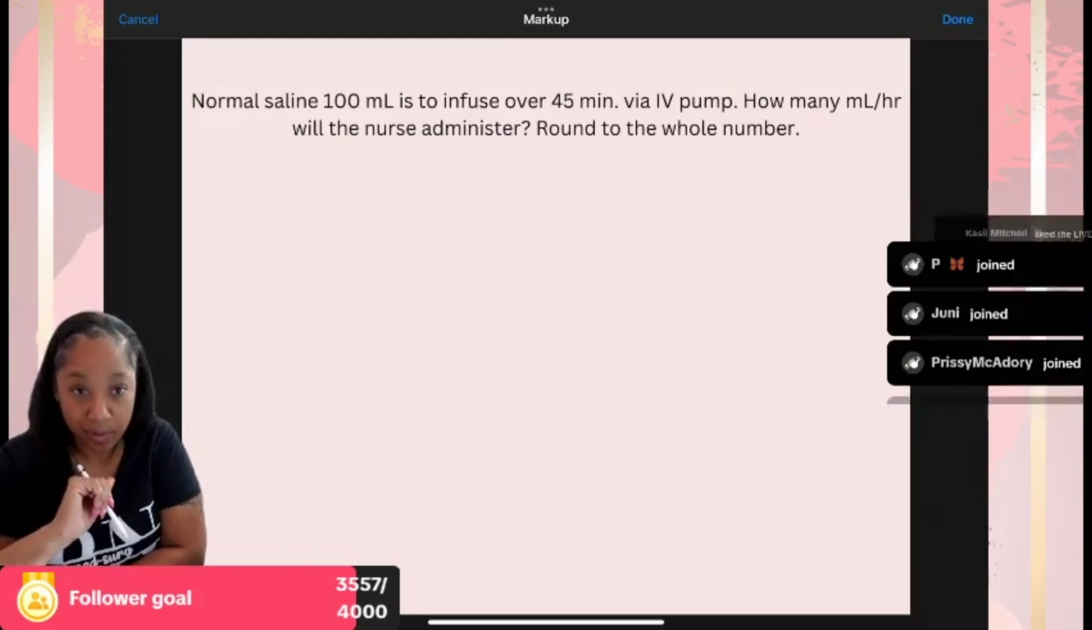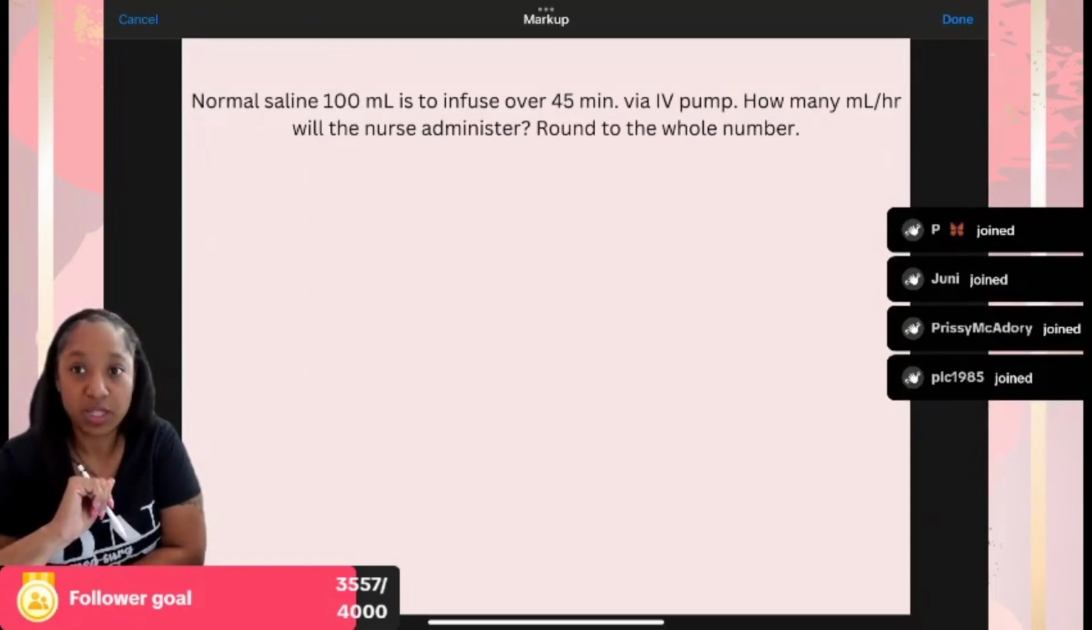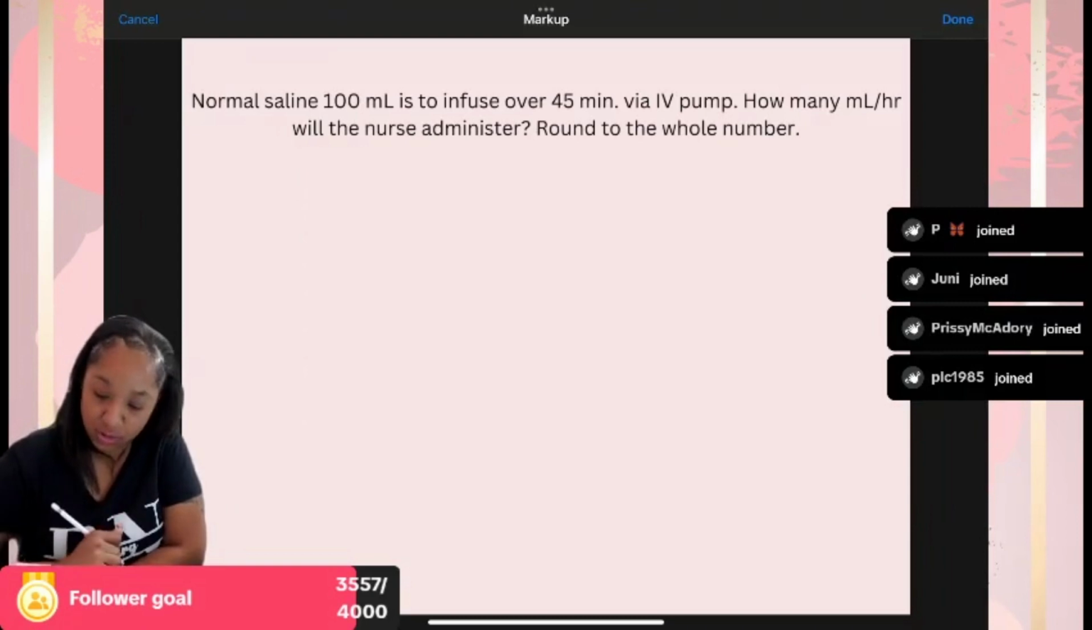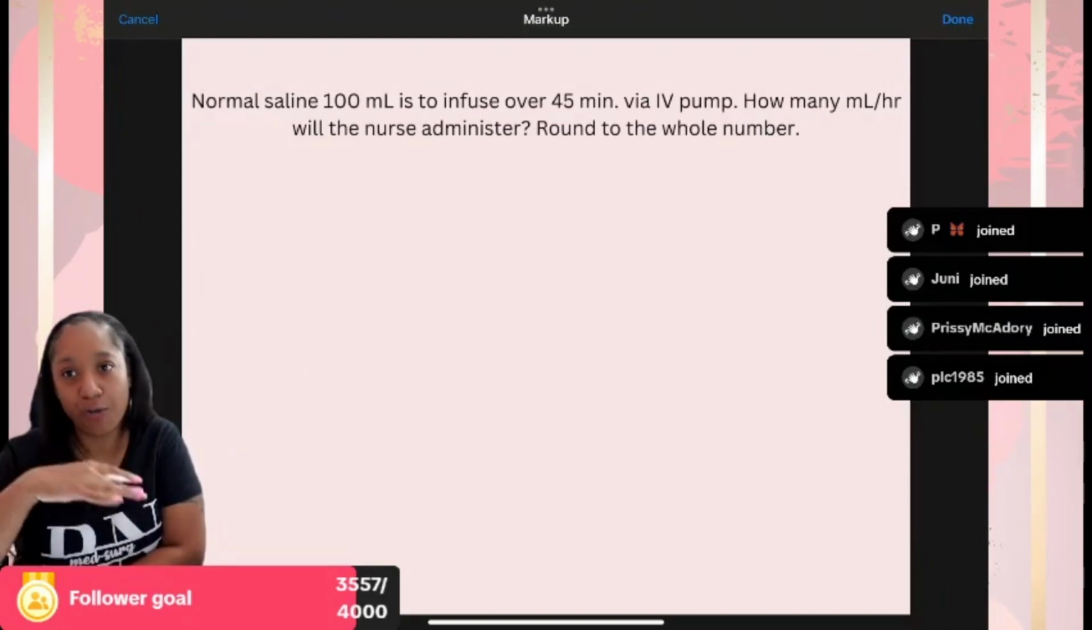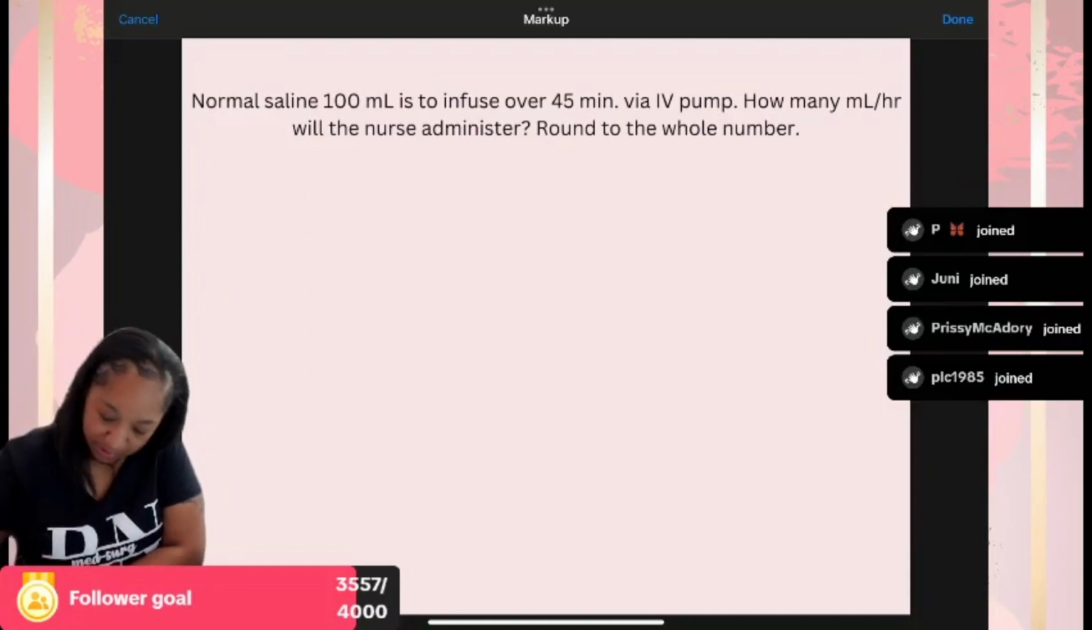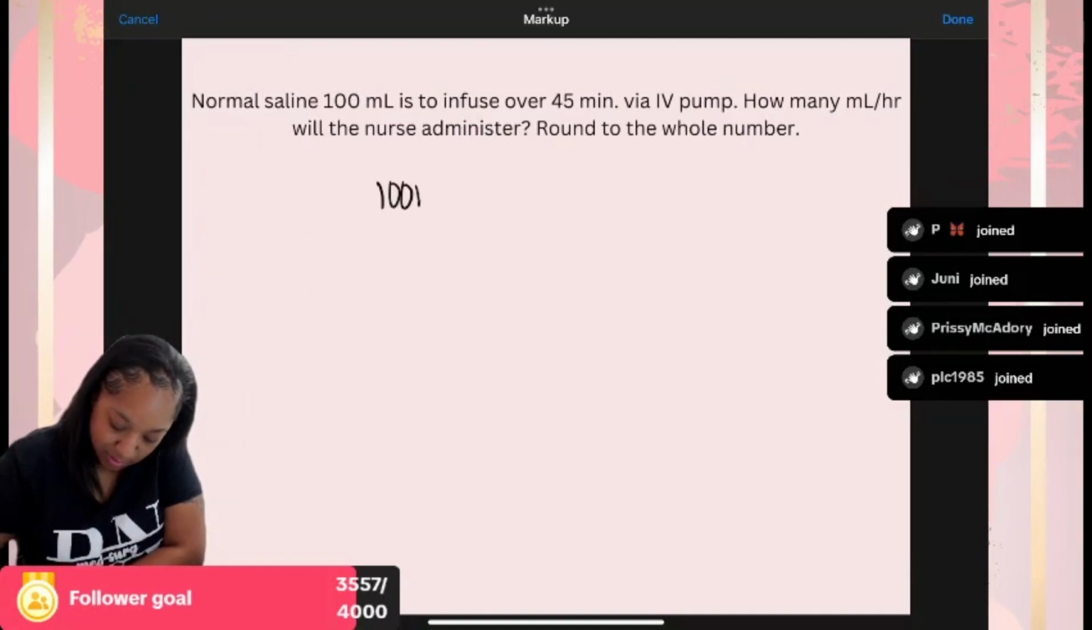So when it's a pump question, it is always going to be milliliters per hour to set your pump. In that case you want volume over time, milliliters over hour. So we've got 100 milliliters over 45 minutes.